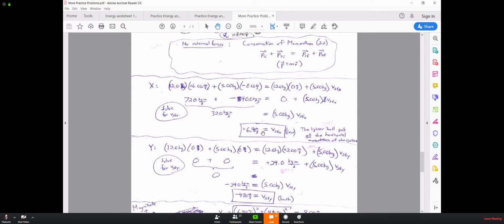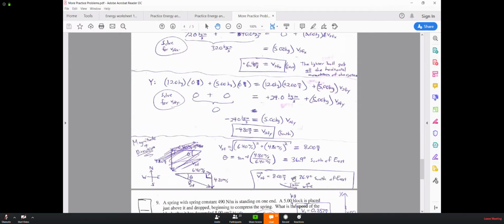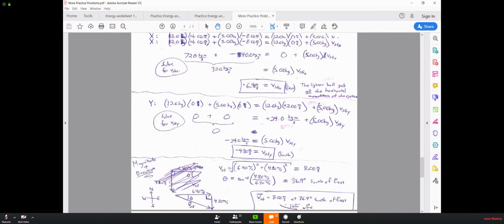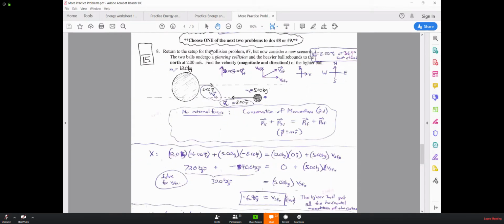To conserve momentum, the 5 kilogram object needs to rebound at 6.40 meters per second east, or positive X. And it needs to rebound downward, or negative Y, at 4.80 meters per second. This is pretty easy math. Multiply, add, divide by 5. And let me go back to the question. The question asked for magnitude and direction.